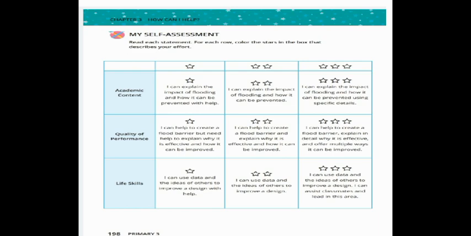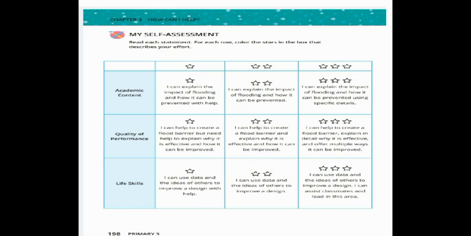1 star: I can help to create a flood barrier, but need help to explain why it is effective and how it can be improved. 2 stars: I can help to create a flood barrier and explain why it is effective and how it can be improved. This is very good. 3 stars: I can help to create a flood barrier, explain in detail why it is effective and offer multiple ways it can be improved.